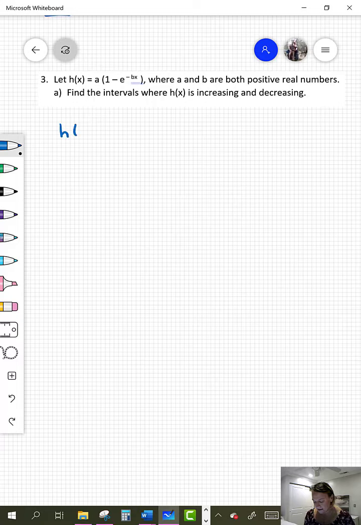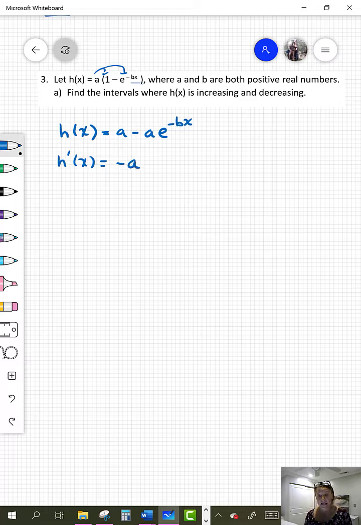Before we do that, just so I don't have to use a product rule, which I guess is not a huge deal, let's distribute that constant a. So a times 1 is a minus a e to the negative bx. Okay, so now let's take the derivative of this. So the derivative of h of x is equal to the derivative of a, well, that's a constant, so that's 0, minus a times the derivative of e to the negative bx.